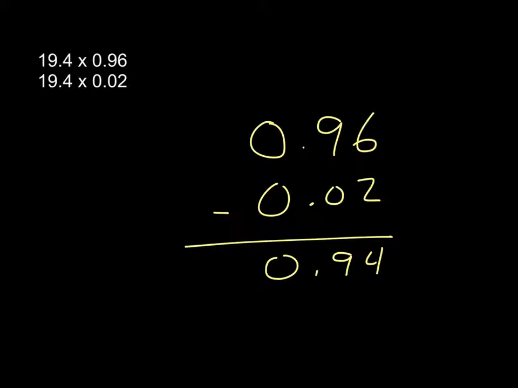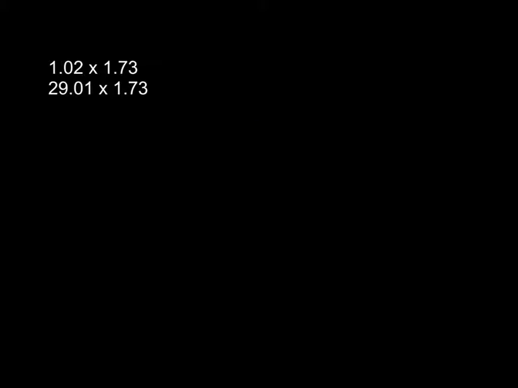Okay, take this next problem as another example, where we have 1 2 hundredths times 1 73 hundredths versus 29 1/100th multiplied by 1 73 hundredths. Go ahead and solve those and determine which you think is greater. Also consider, will your solution, will your product be greater than 1 73 hundredths, or will it be less than, or will it be the same as?